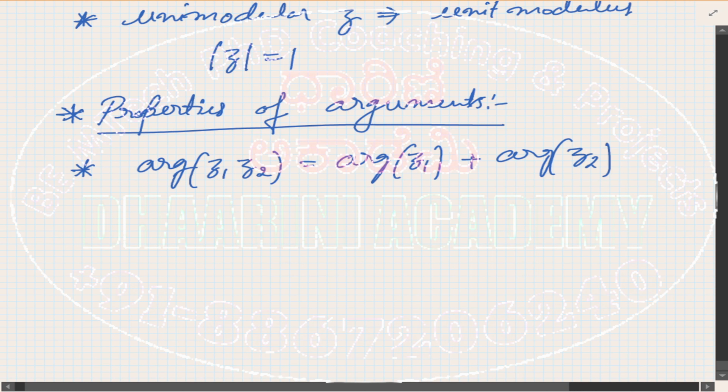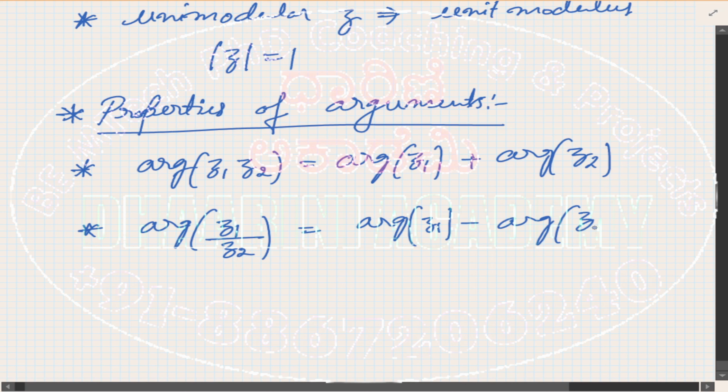Okay, then argument of Z1 divided by Z2 is the theta of Z1 minus the theta of Z2, since for the denominator the angle gets subtracted. So this is arg Z1 minus arg Z2.